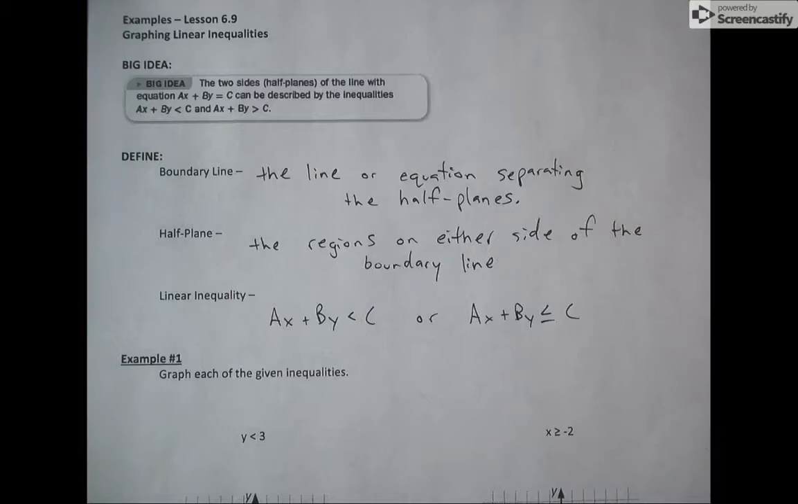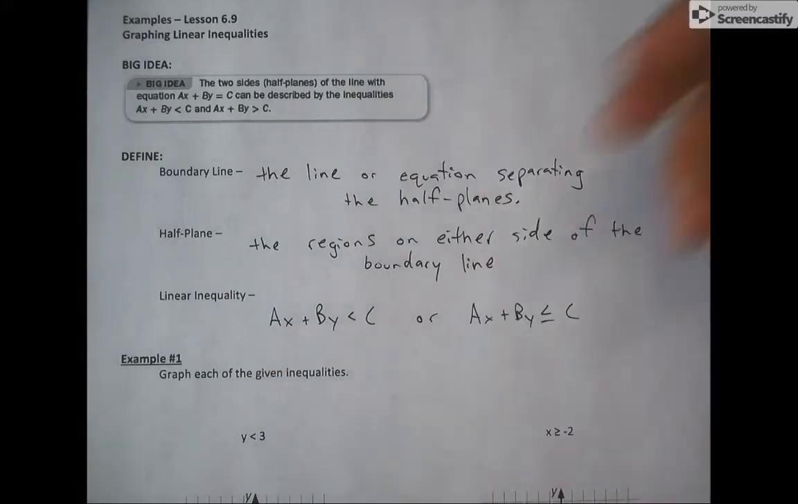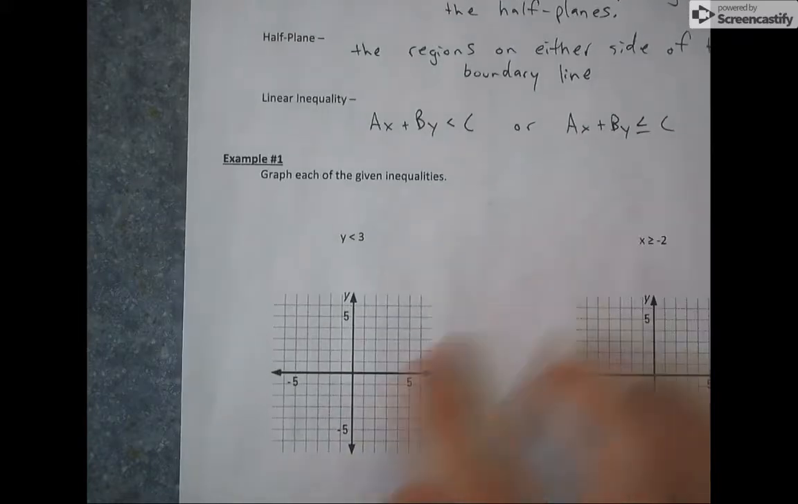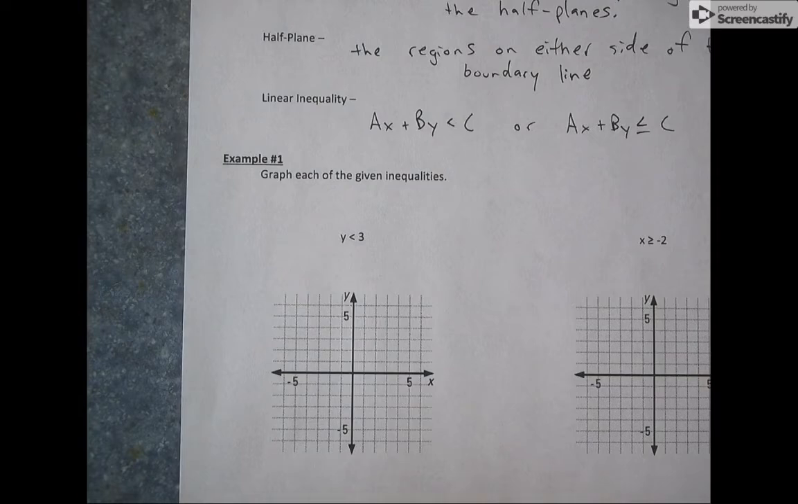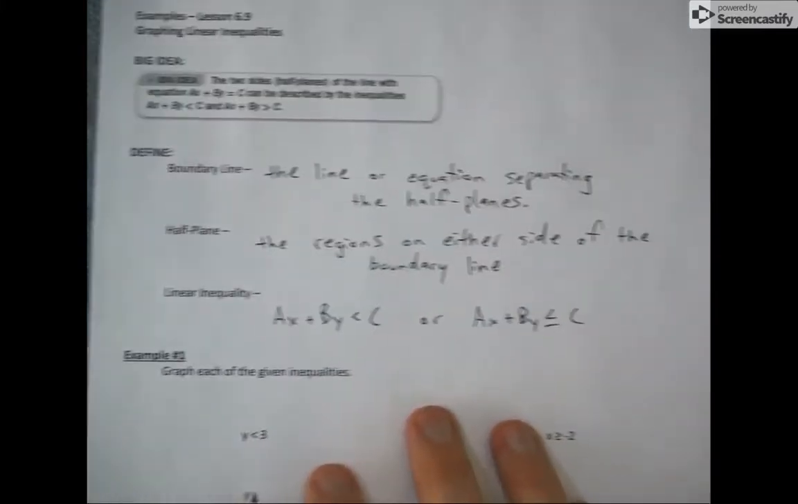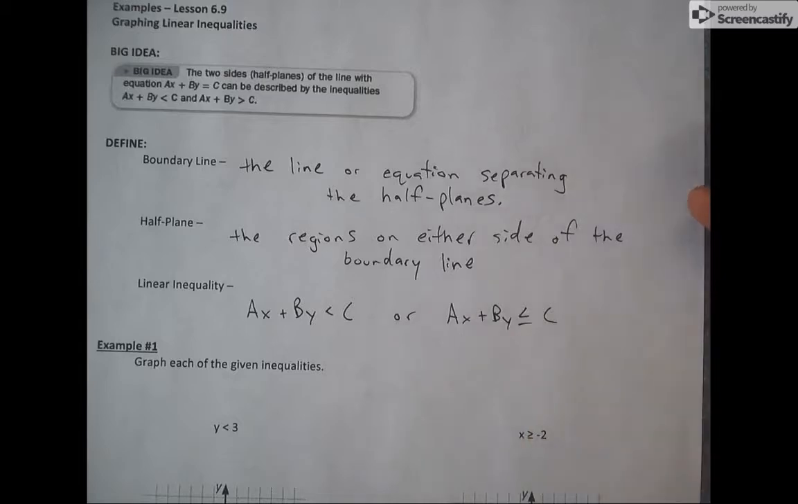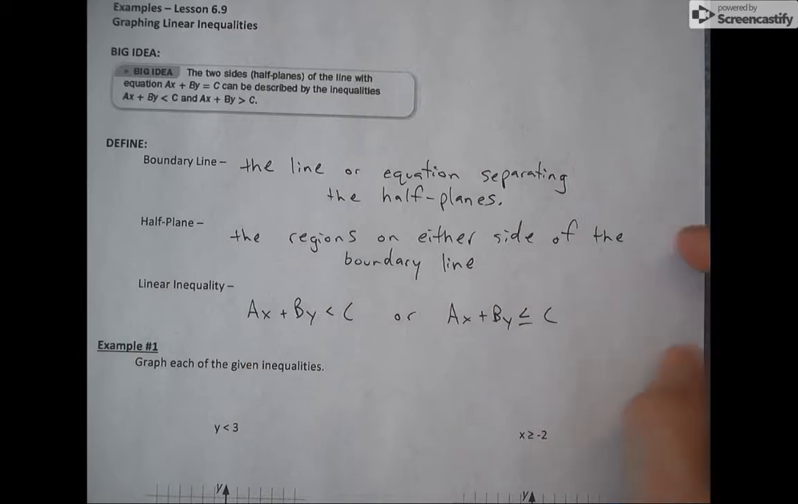So our quick definitions: our boundary line is going to be the actual line on the graph, and it's going to split our graph into two pieces. There's going to be the area that's above the line. So if there was a line on this graph, there's going to be an area above it that could be part of the solution set, and there's going to be an area below it, which is like the less than, that could be part of the solution set. All right, and the boundary line is just the actual line itself that's going to have an equation that splits it. Now the half plane: the regions on either side of the boundary line.